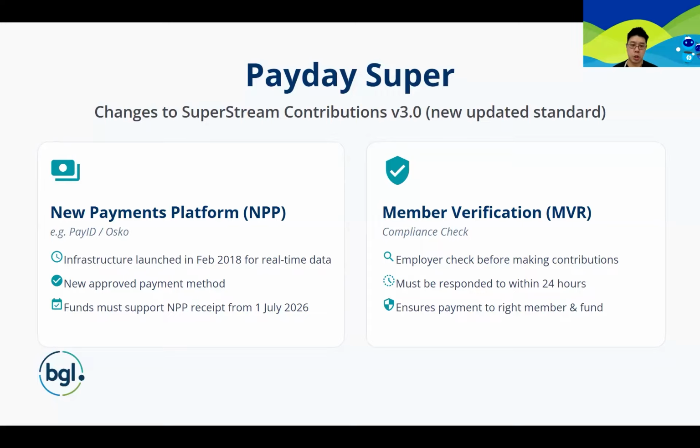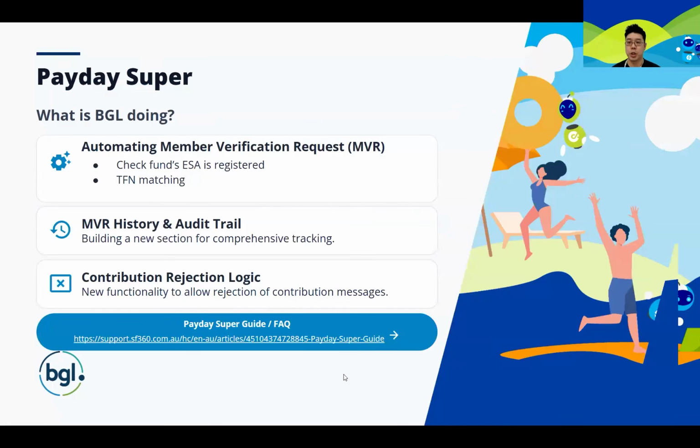So the employer will do a check to the fund to make sure that the member is present and is also in the right fund. The one thing that I probably need to mention as well is that this verification request that the employer sends to the super fund needs to be responded to within a 24-hour time frame. And the idea of this MVR is to ensure payments are made to the right member and to the right fund all the time.